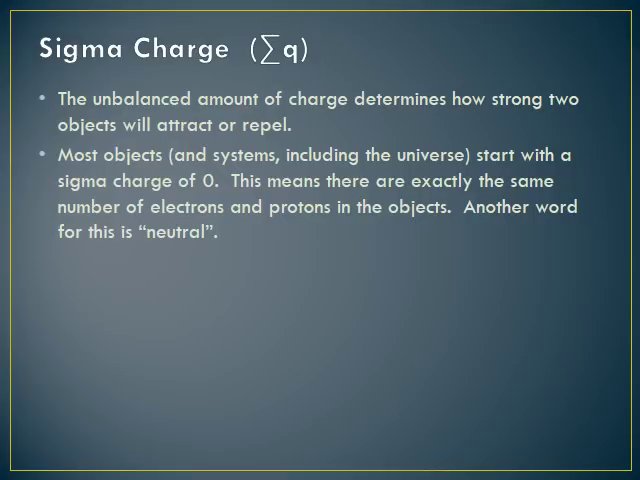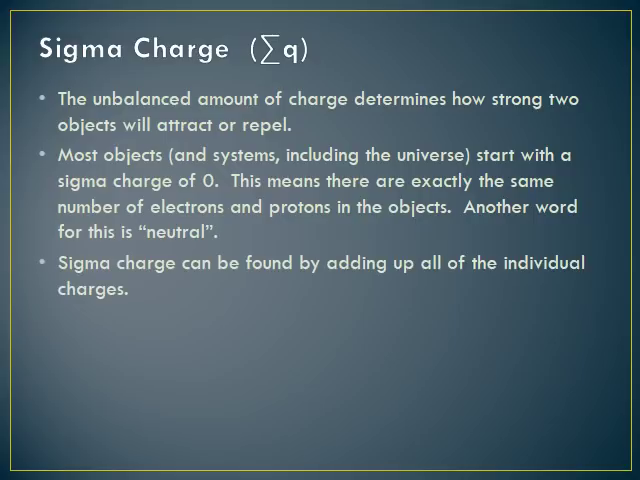It turns out the entire universe also has a sigma charge of 0, which means there's exactly the same number of electrons and protons in the universe. This is actually one of the great mysteries of physics. If it wasn't that way, life as we know it wouldn't exist, but there's no real reason mathematically why there should have to be exactly the same number. So let's count ourselves lucky that we were born into this particular universe. Another word you may hear us say when the sigma charge of an object is 0 is a neutral charge. That just means that we have the same amount of each.